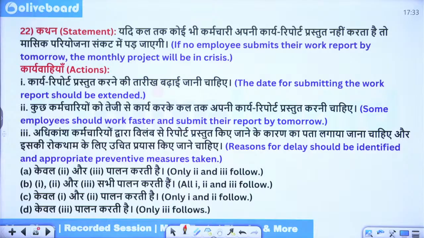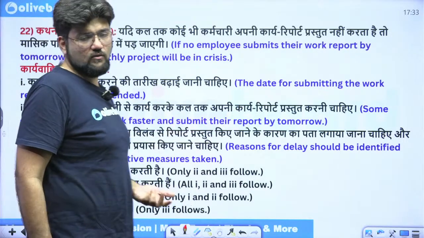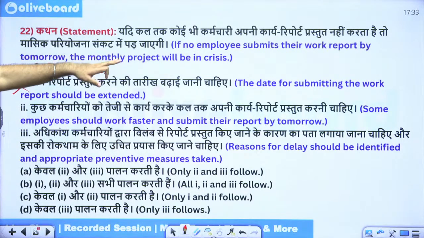If no employee submits their work by tomorrow, the monthly project will be in crisis. Actions: the date for submitting the work report should be extended. Now, if the employees will not submit their work tomorrow, then only the project will be in crisis. So I can't extend the date further, no? Oh, this is talking about submission of the report, not the monthly project. It's incorrect.